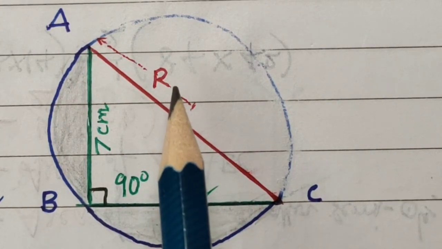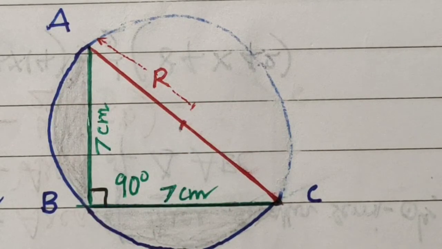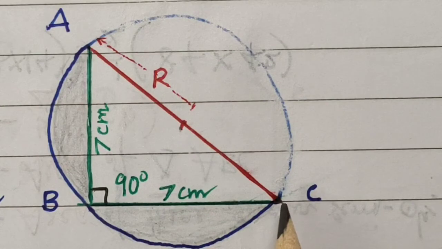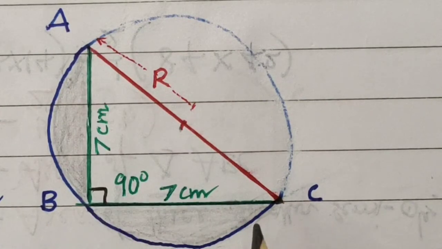By using that r, we can find out the area of the semicircle, that is half of pi r square. When we deduct from that the area of the triangle, we get the area of the shaded portion.